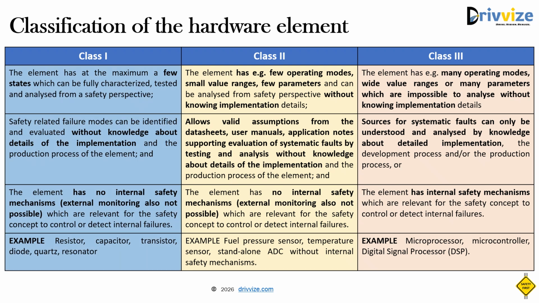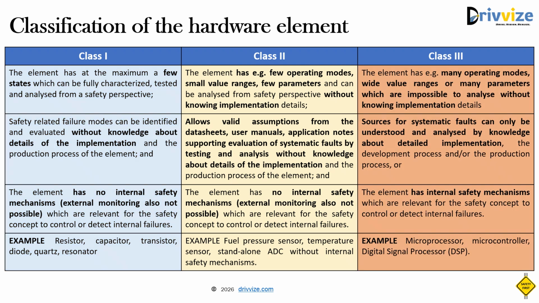Class 1 components are simple hardware components. Their output depends directly on the input. They either have no internal states or very few internal states, and we do not need to understand their internal design in detail. These components also do not have any internal safety mechanisms. Examples of Class 1 components include resistors, capacitors, transistors.